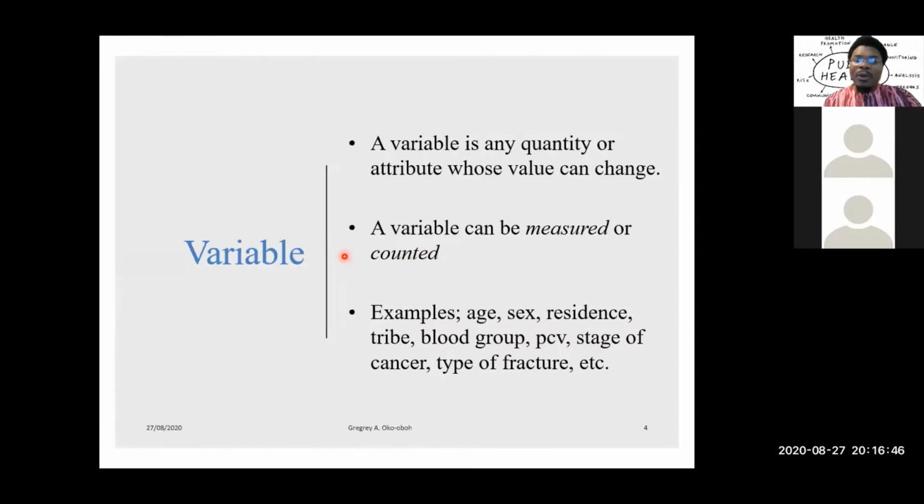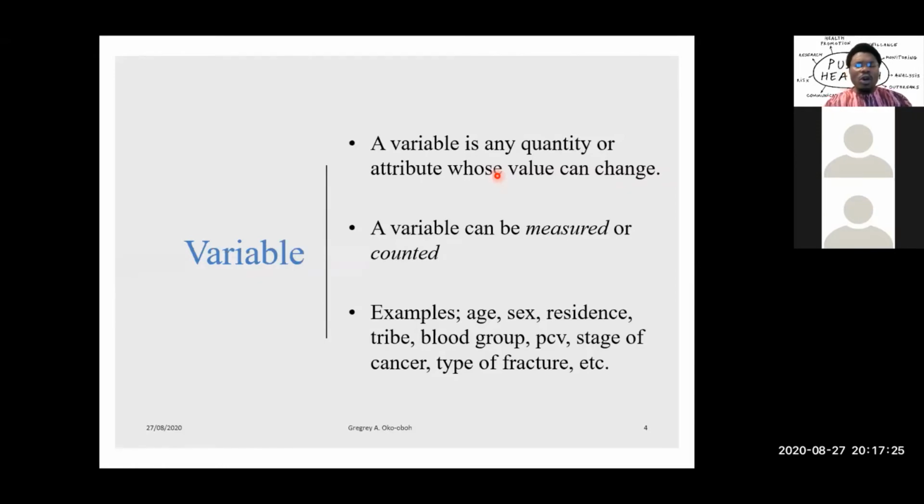So the first term we are going to look at today is variable. This is a commonly used term, and in different fields, it may have slightly different meaning, but the main use or purpose remains the same. So what is a variable? A variable is any quantity or attribute whose values can change. Anything that the value we assign to it can vary or change from one person to another, from one entity to another, that is a variable.